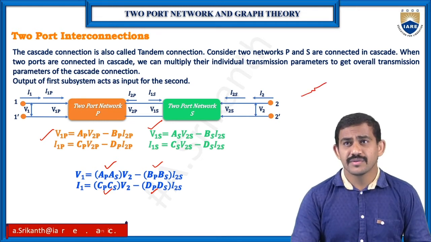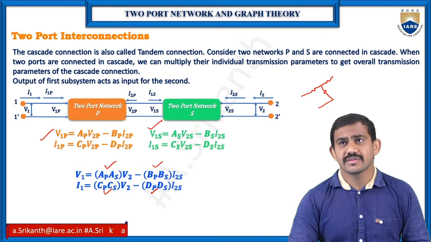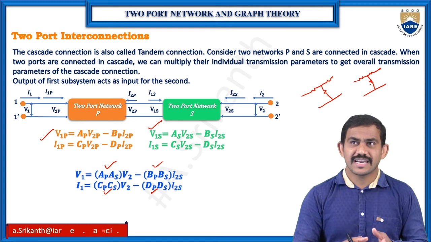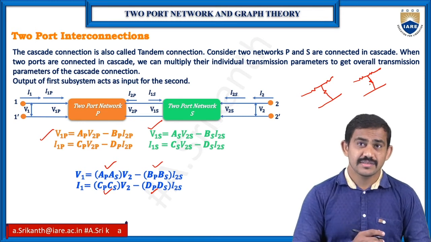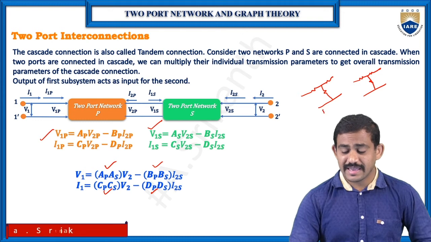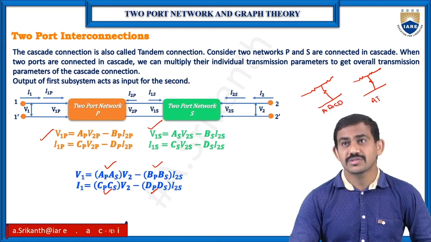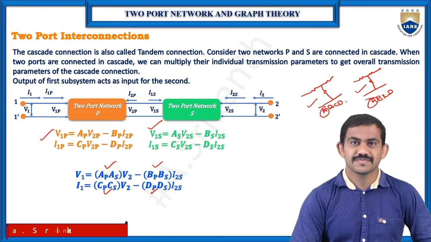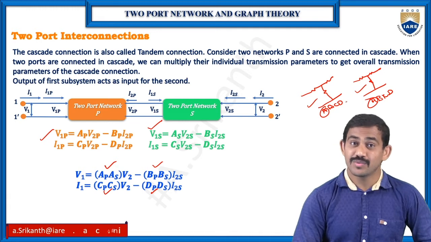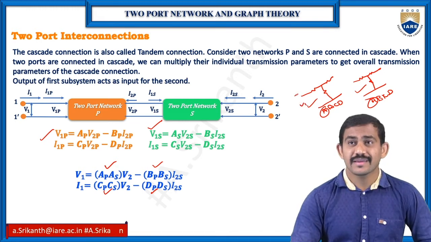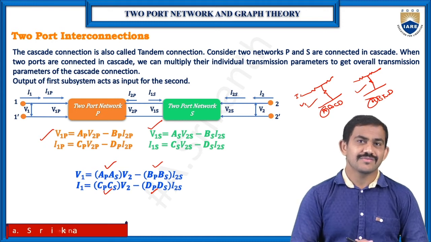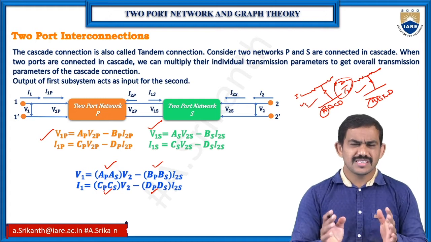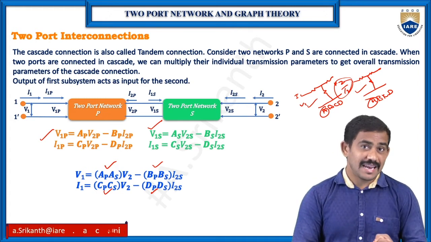So here we can have any type of network. I'm writing here a T type of network, so T type of networks connected in cascade. Then we need to take the A, B, C, D values for both networks and multiply both. With the equivalent values, we find the primary values V1 and I1 in terms of V2 and I2. So this is about series, parallel and cascade.